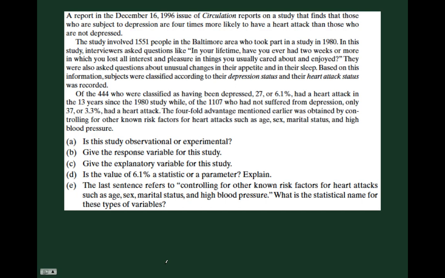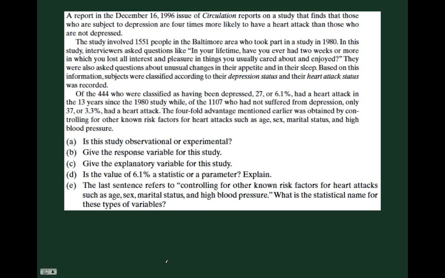Based on this information, subjects were classified according to their depression status, and their heart attack status was recorded. Of the 444 who were classified as having been depressed, 27, or 6.1%, had a heart attack in the 13 years since the 1980 study. While of the 1,107 who had not suffered from depression, only 37, or about 3.3%, had a heart attack. The fourfold advantage mentioned earlier was obtained by controlling for other known risk factors for heart attacks, such as age, sex, marital status, and high blood pressure.